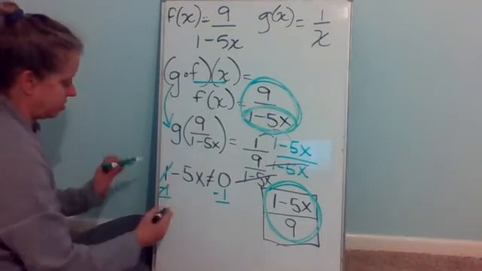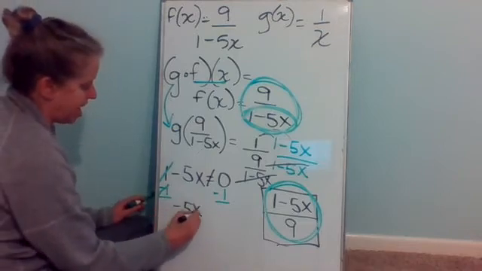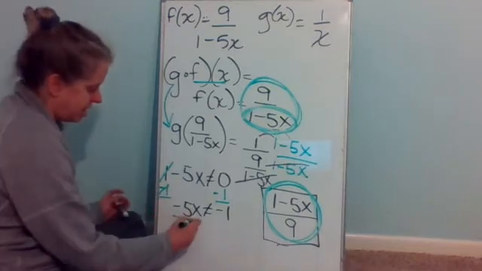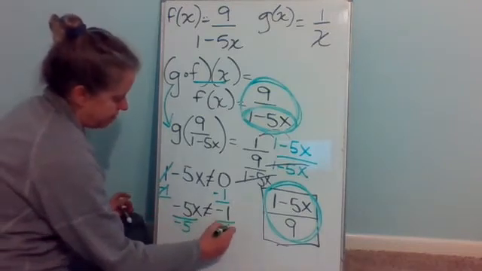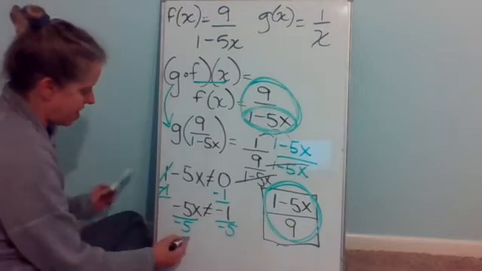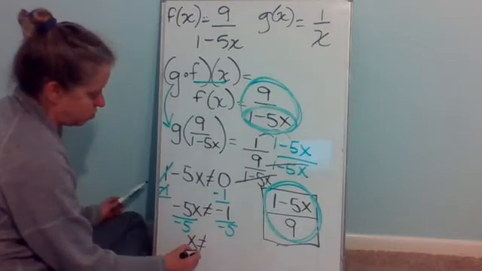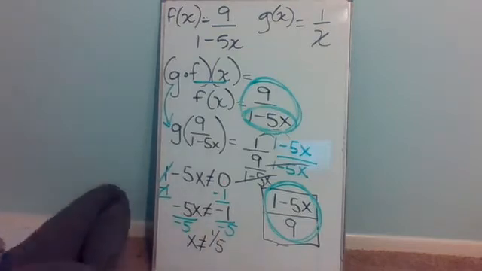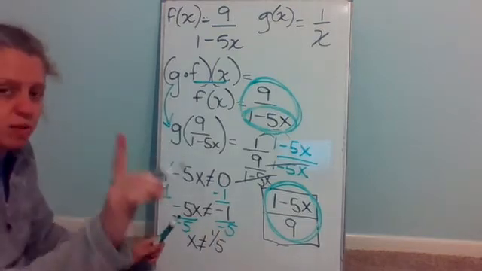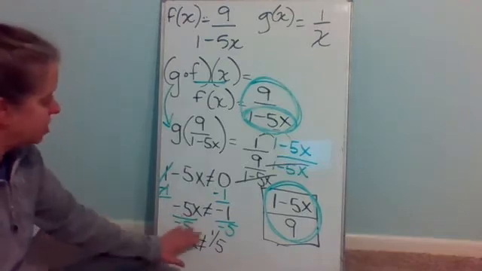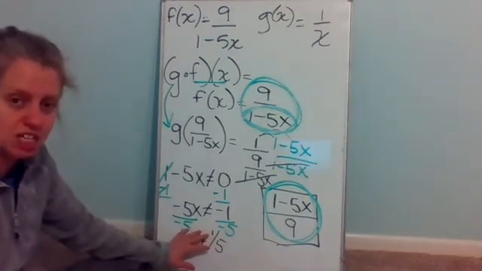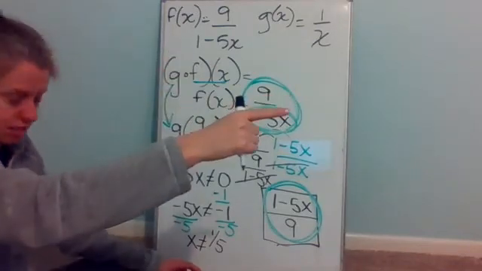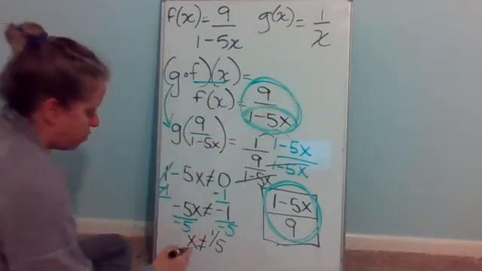I got rid of the 1, so now I have negative 5x cannot equal negative 1, and then divide by negative 5. So here, x cannot equal, since it's negative over negative, it just can't equal 1/5. So there's only one restriction on this domain. So when we write this in interval notation, we just need to show everything from negative infinity to positive infinity except for 1/5.